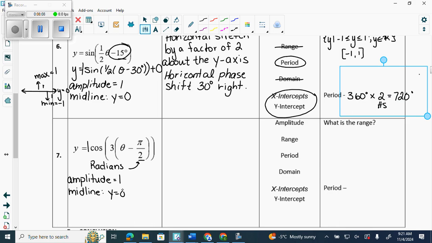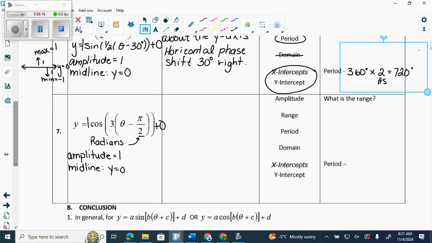Y equals 0, because I would have a plus 0 at the back, because my midline is my D value, right? All right. So for this one, we have amplitude and midline. Our midline is y equals 0. Our amplitude is 1. So if I go up 1, my maximum is 1. If I go down 1, my min is -1. So did my amplitude change? Did my range change? It's -1 to 1.